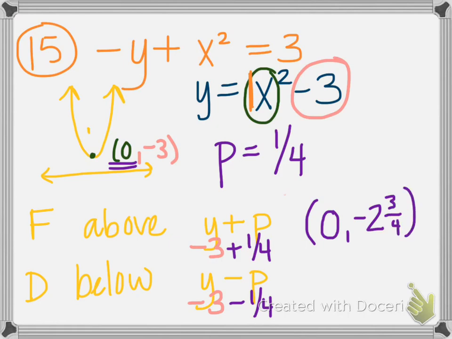And then for my directrix, since it's a line, and it's going to be a horizontal line here, I'm going to have y equals, and -3 minus 1/4. Since they have the same signs, I can add and keep the sign, -3 and 1/4.